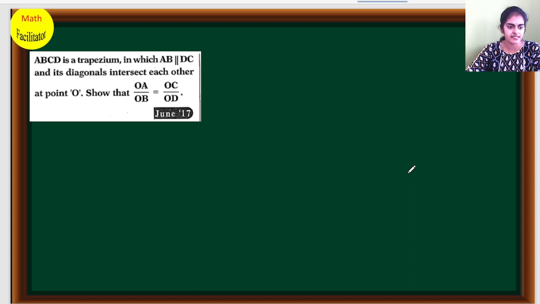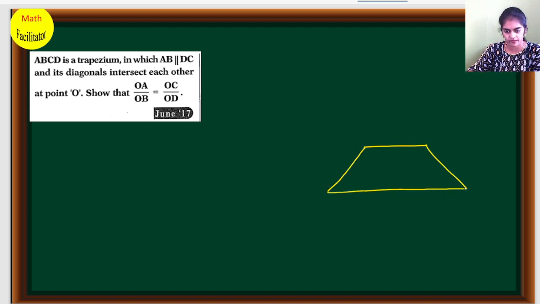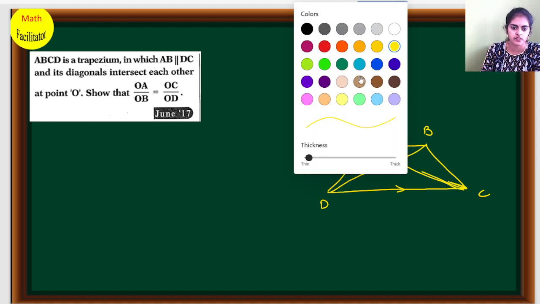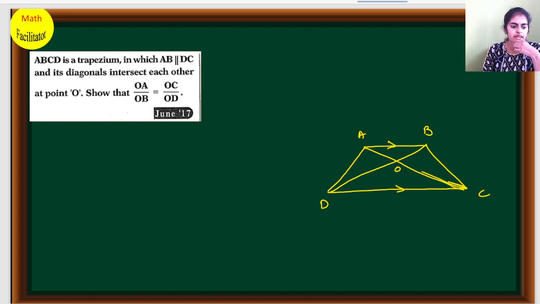So, simple question. Now the next question: ABCD is a trapezium in which AB is parallel to DC and its diagonals intersect each other at a point O. So you have a trapezium ABCD again, with AB parallel to CD, and the diagonals AC and BD are intersecting at a point O. Now what should you find? You have to show OA by OB equal to OC by OD.